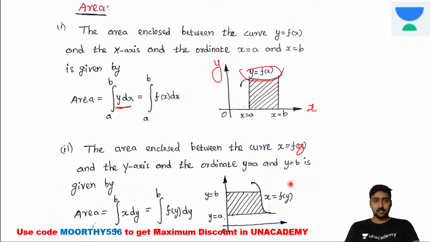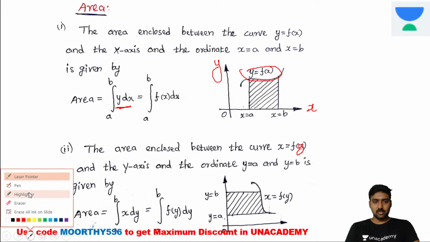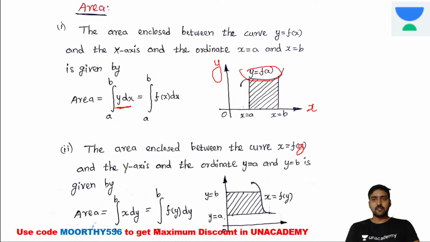There are three types of area integrations. What are the three types? First, type 1. In type 1, what are the things they are giving? They will give the axis as well as the function. Given data are, so they will mention the function.